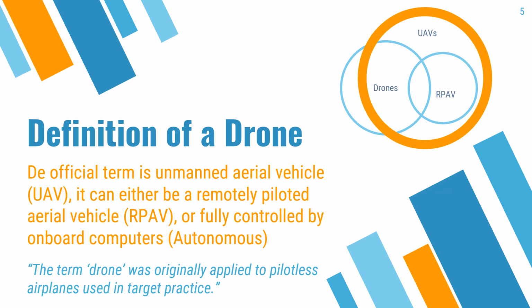Well, the official term for a drone is actually unmanned aerial vehicle, UAV short. And this can either be a remotely piloted aerial vehicle, RPAV, or fully controlled by onboard computers, which makes it an autonomous vehicle. The term drone is much more known among people, and we don't know why this is preferred over UAV actually. Well, what we do know is that drone was originally applied to pilotless airplanes used for target practice, and since then people tend to use the term drone for each unmanned aerial vehicle.